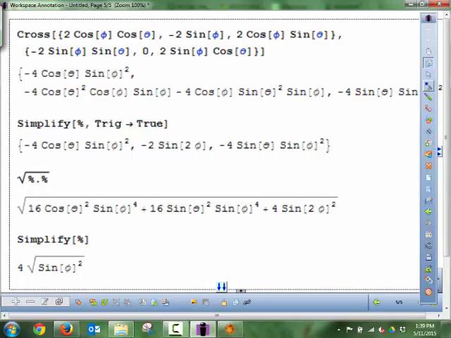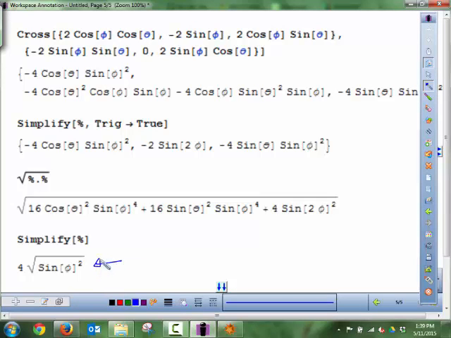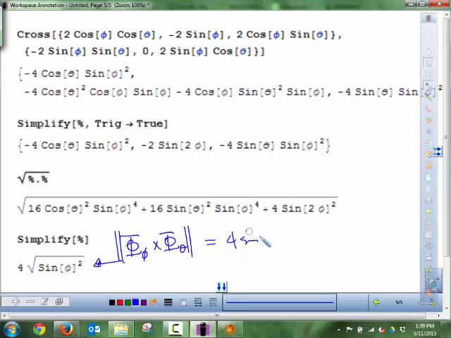So this is what I ended up with. The cross product, or the magnitude of the cross product. So it's just 4 sine phi.